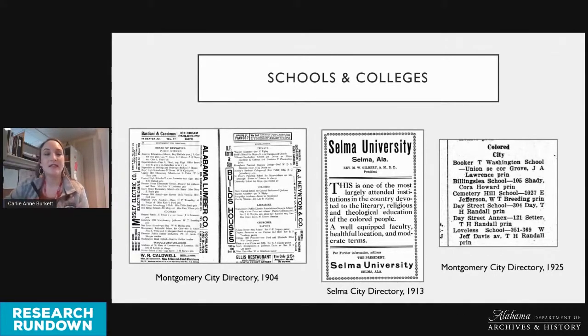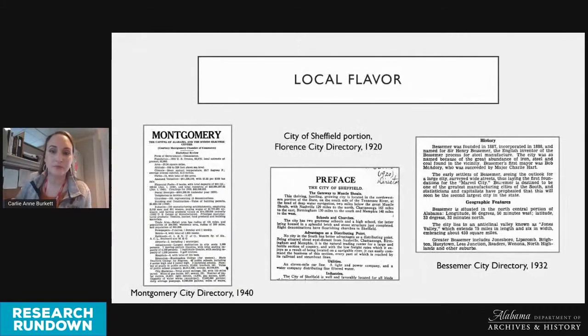The one in the middle is an advertisement from the 1913 city directory in Selma for Selma University. And then the third image are the African American schools in 1925 in Montgomery. And you can also see some familiar names there as well. But this gives you a good indication of how they're divided. It can be that they're divided in a category that may say colored or African American, or it may just have an asterisk, like those business owners in the slide previously.